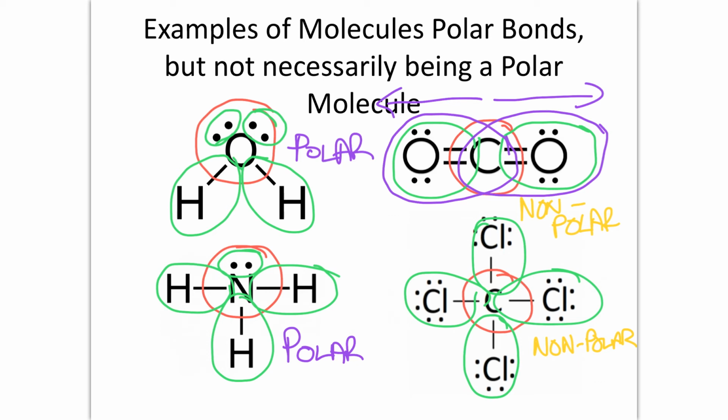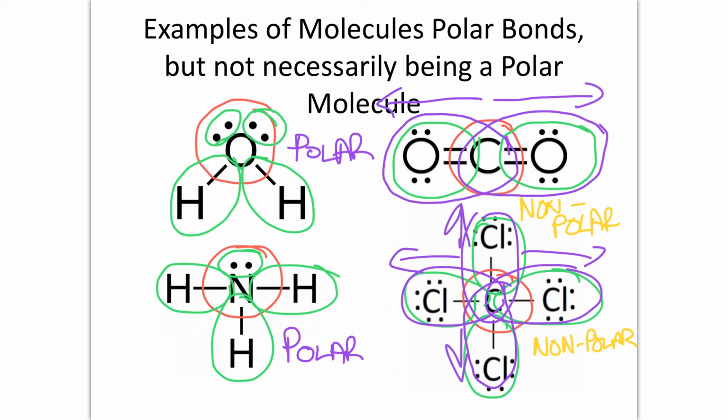And you could do the same thing down here. We know that by definition, the carbon-chlorine bond is polar, but you have 4 of them, and they're all pulling equally in their respective directions. Therefore, the shift doesn't happen. So, 2 examples of when you can have polar bonds, but a nonpolar molecule.